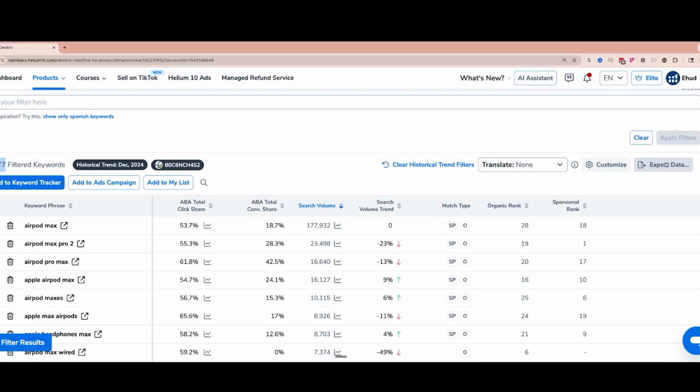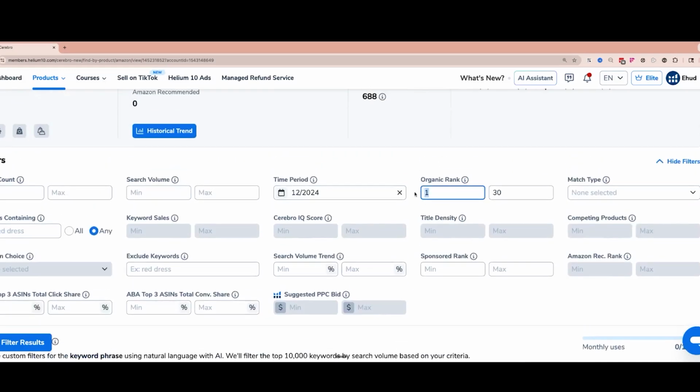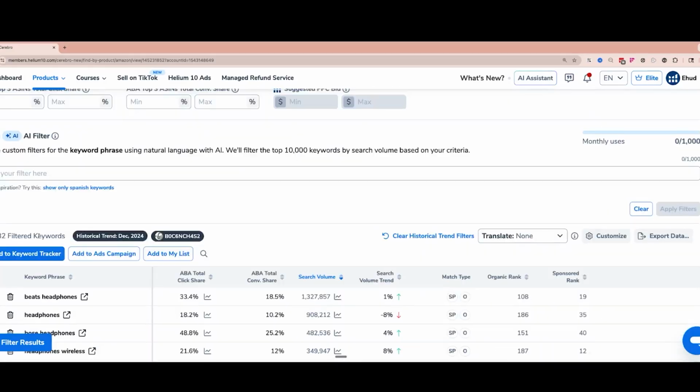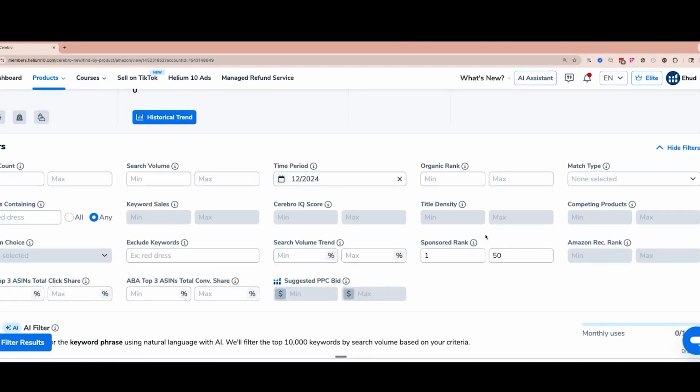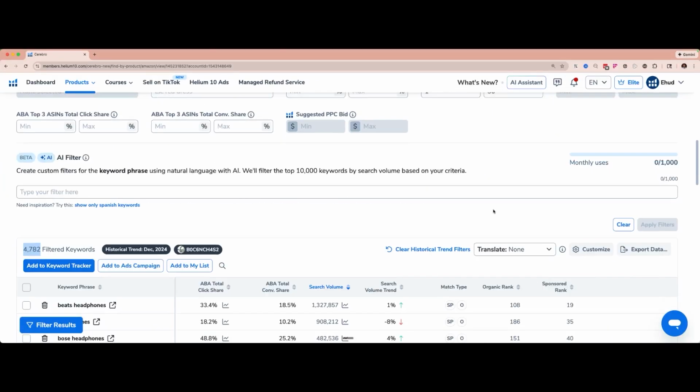And then you compare and you come up with a whole game plan on how we're going to rebuild these keywords. And then let's say you want to see, let's get rid of organic rank for a second. Let's say we want to see sponsored rank. 1 through 50, apply. There's 4,782 different keywords that we were sponsoring for in the average of 1 through 50th spot.